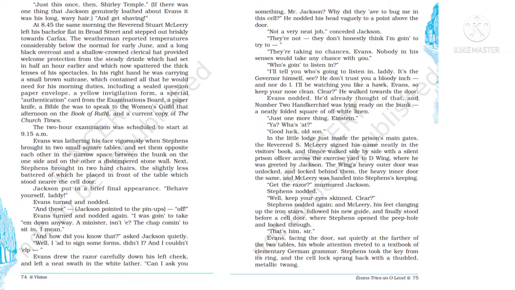We also find that Evans was getting ready. Jackson asked him to remove the pin-ups or posters from the wall. Evans said that he was about to remove them as the invigilator was a churchman. Then Jackson asked how he knew about it, to which Evans said that he noticed it when he signed the examination forms.